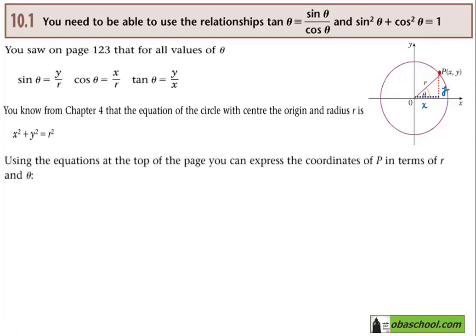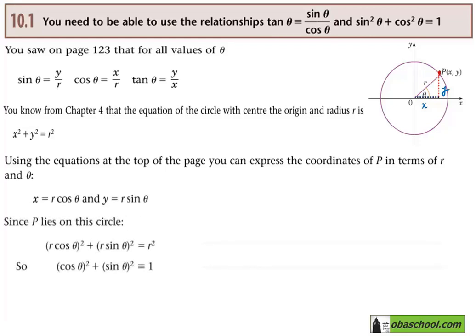Using the equations at the top, from here we can obtain the value of x and here the value of y. You can express the coordinates of P in terms of r and theta. We simply cross multiply. So x is r cosine theta and y is r sine theta. Now we can substitute. Since P lies on the circle, we can write x squared plus y squared is equal to r squared.